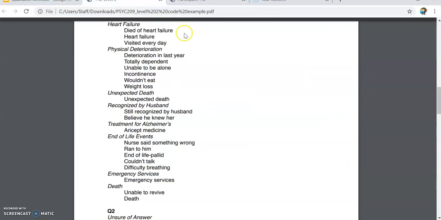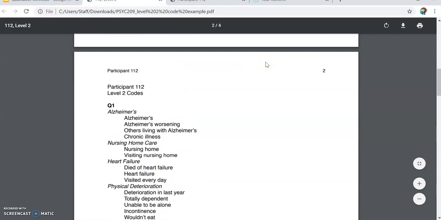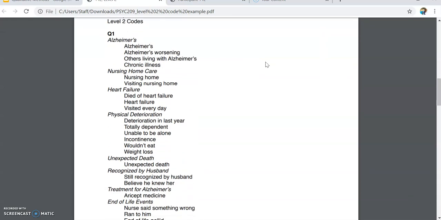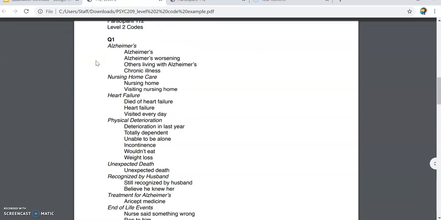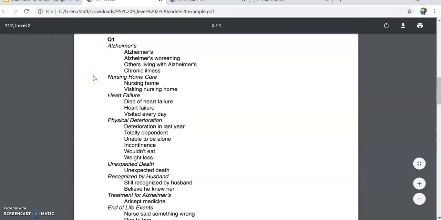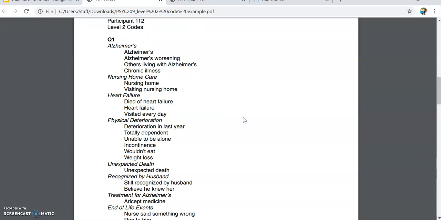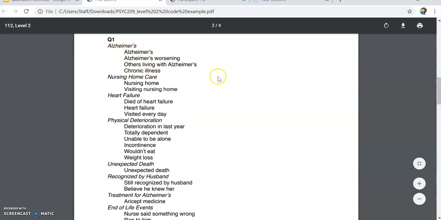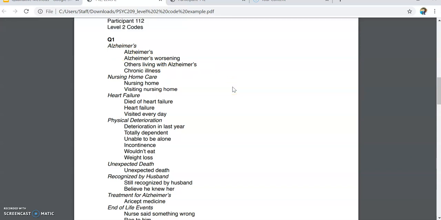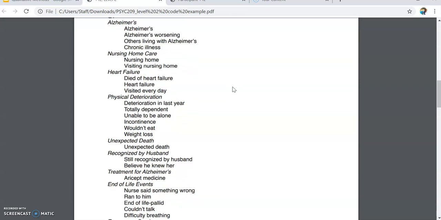So let me show you the axial codes I have for this same participant. I have it broken up by the questions, the structured questions that I asked. So for this first one here, question 1 about becoming a widow, I took all of the open codes and I looked for the categories that they seemed to hang together. So I had plenty about Alzheimer's. That seemed to be its own axial code, where she talked about the disease, it progressing and getting worse, talked about people living with Alzheimer's, a chronic illness.